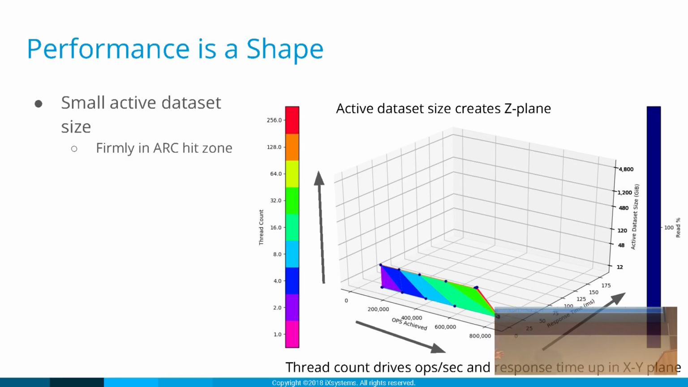When we have a small active data set size, in this case 12 and 48 gigs are what we're showing to draw this first part of the shape, we're firmly in cache hit, in ARC hit. So you can see as we add threads, we're basically just adding ops and adding very little latency because we're reading out of main memory. So we can do a whole lot of that in parallel and not really increase our response time. That's pretty expected behavior.